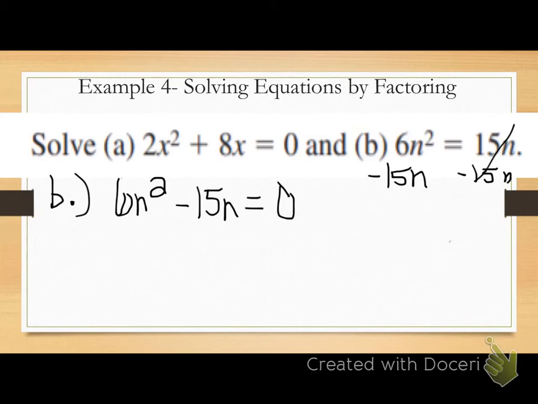Now what can I do here? Find your greatest common factor. Find my GCF and factor it out. So, what is the biggest number that goes into 6 and 15? 3. So I can factor out a 3. How many n's do my two terms have in common? 1. So I can factor out an n. Is everyone okay with that? Am I moving too fast for anybody, or is there any confusion from yesterday?